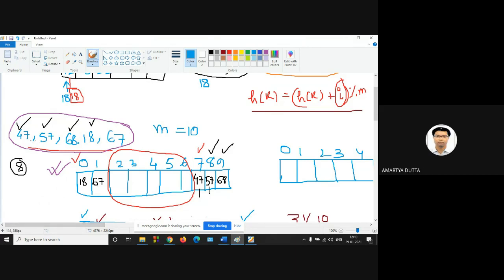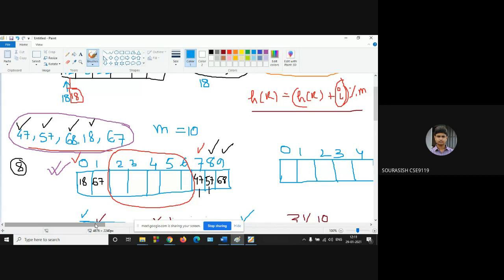47, these are the keys. K1 is 47, K2 is 57, K3 is 68, and so on. You have to insert these keys in the array using double hashing. Anyone? Sir, double hashing or quadratic probing? Quadratic probing, sorry, quadratic probing.